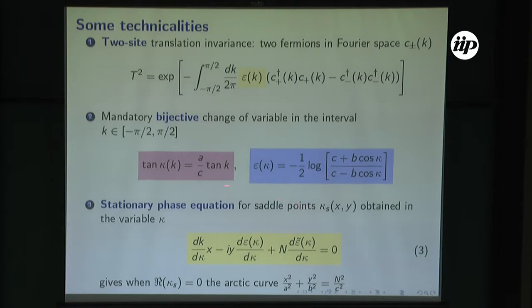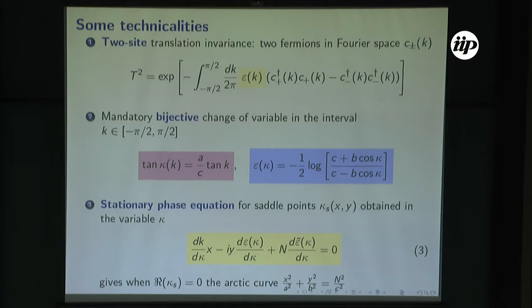All right. So then you can write the density as a double integral again, but in this new variable kappa, and you can get the stationary phase equation. The stationary phase equation is this one. So it's performed in kappa, not in k. That's why you get this derivative with respect to kappa of k here. But all the other terms are expressed in the variable kappa, and that's why you get the derivative with respect to kappa. So you can solve this equation.